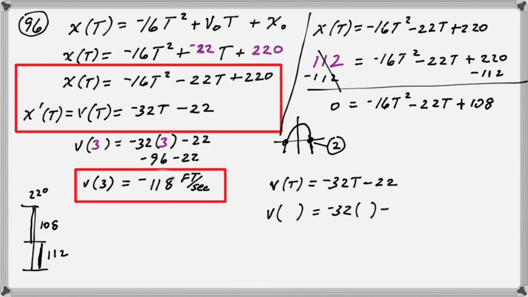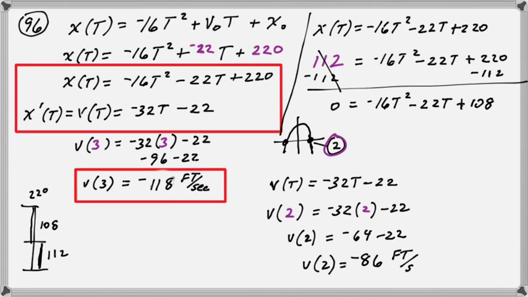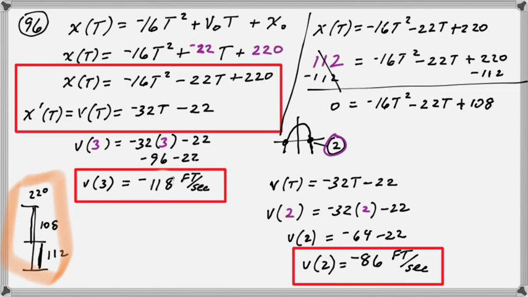So that means I need the velocity at time 2. So the velocity at time 2 would be negative 64 minus 22, which is negative 86, I believe, feet per second. That would be the velocity of the object after it has fallen 108 feet. Again, after it's fallen 108 feet from an initial height of 220, its height above the ground is 112.